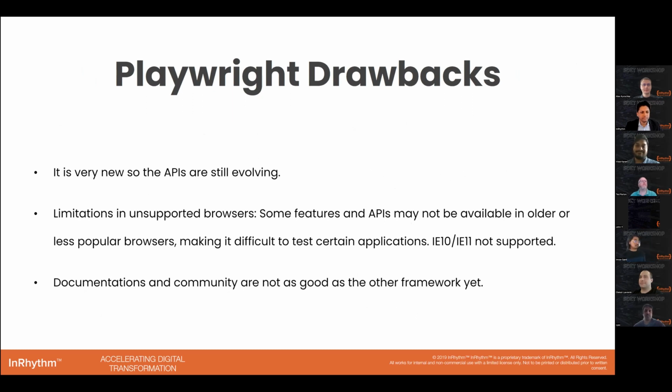Playwright, as we have mentioned multiple times throughout our demo and workshop today, is very new. It's new to the market. So its APIs are still evolving. Some of the features that you might find in other testing frameworks might be missing, but as it gets more and more popular, the APIs will also evolve and you get those features. So at the moment, it is a drawback, but it's not something that will be permanent, in my opinion.